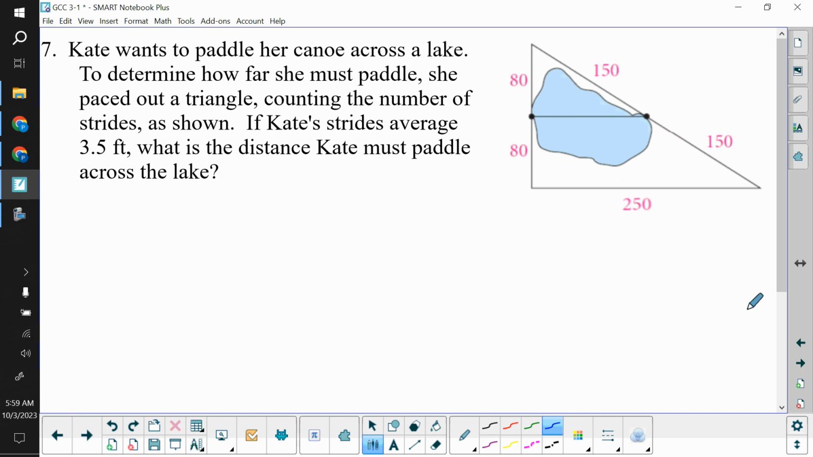So moving on to 7, we'll give you a minute to read through that paragraph.